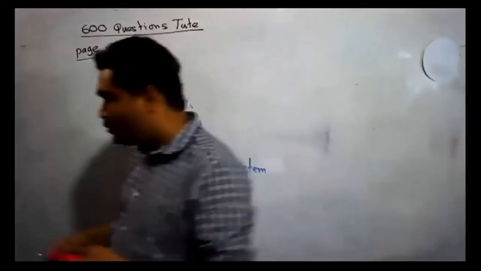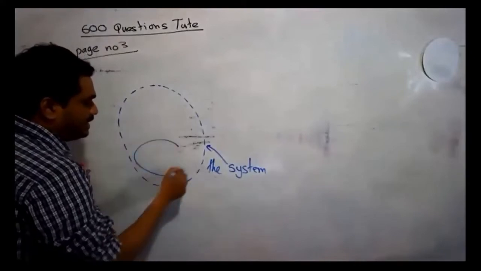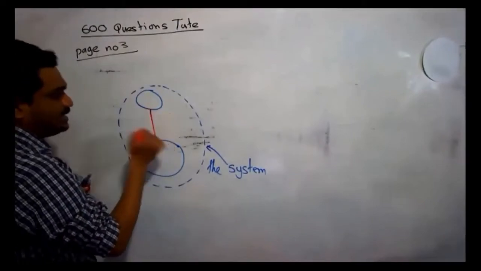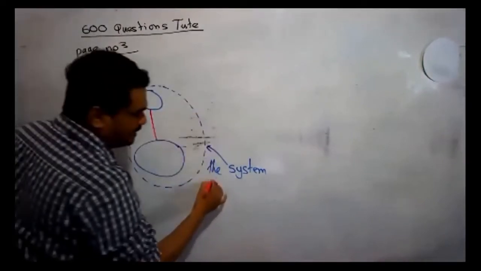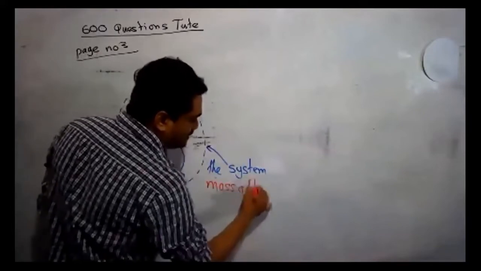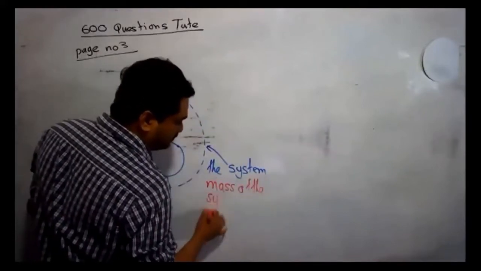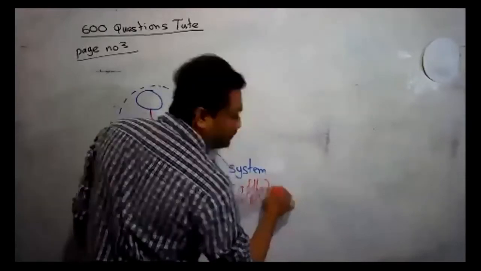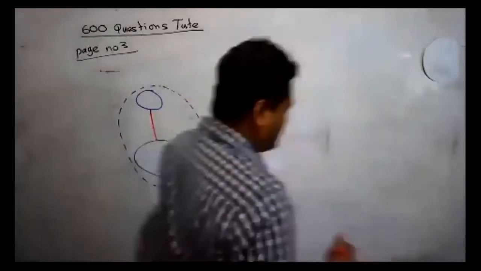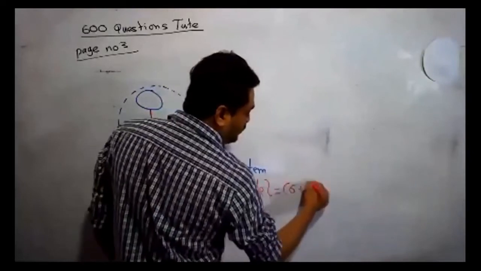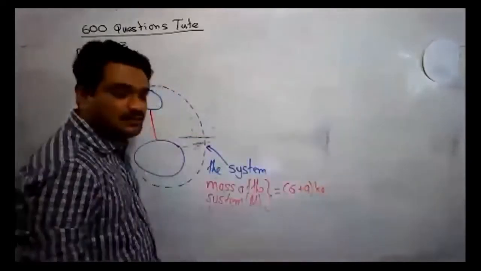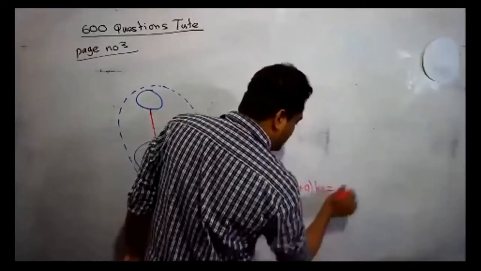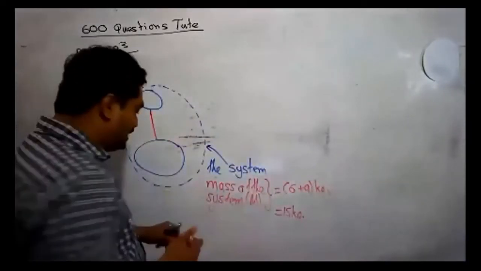So here I'm not going to worry about the ball here, the ball there, or this. I consider everything as a system, and I'm going to write the mass of the system. Let me take this as capital M equals mass of the first ball 6 kilogram plus mass of the second ball 9 kilogram. Therefore, the mass of the system is 15 kilogram. I have indicated the mass of the system by capital M.